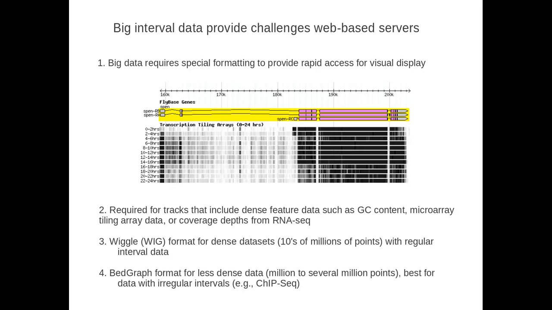And so this is really dense data, and this is a case where people developed a special format type, such as the Wiggle format or WIG format, which is good for tens of millions of points with regular intervals, and others like bedGraph, which uses some of the features of the raw BED format to display less dense data.